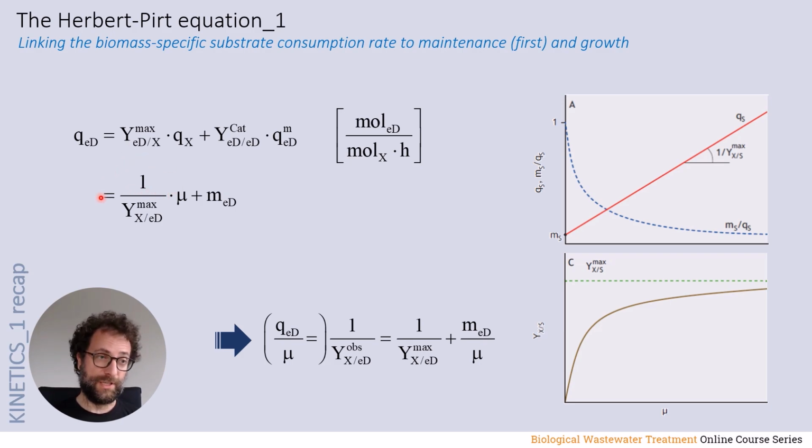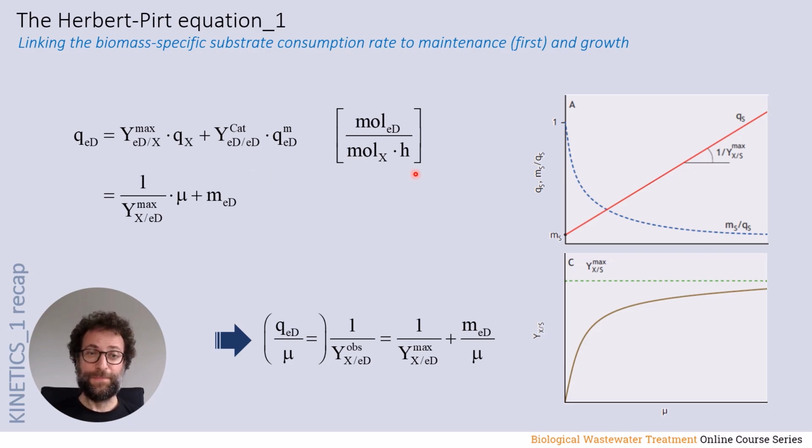We rearranged the same equation with terms that are more commonly used, such as mu for the biomass-specific biomass production rate, Qx, and m for the maintenance, the biomass-specific substrate consumption rate for maintenance processes.